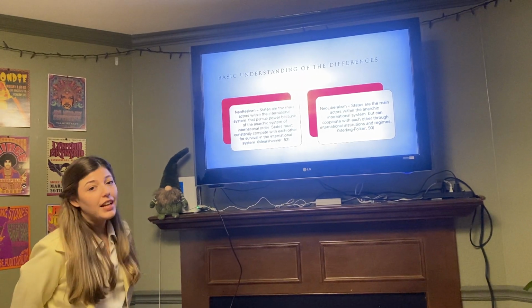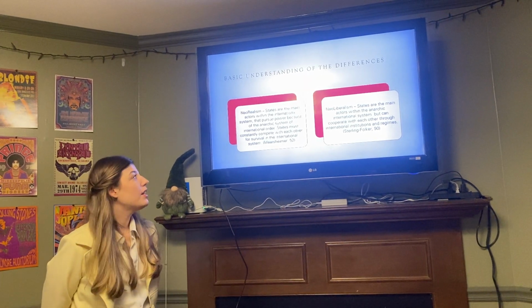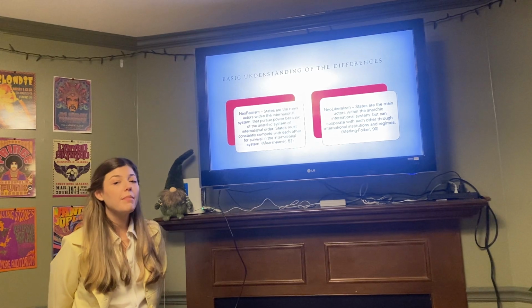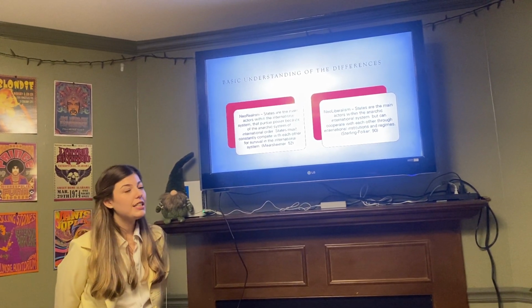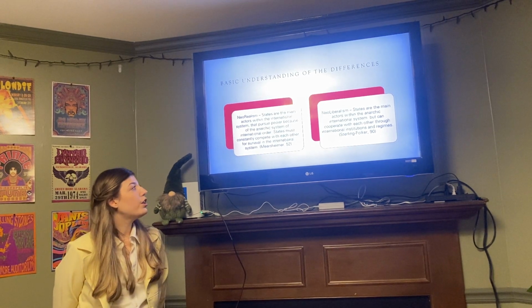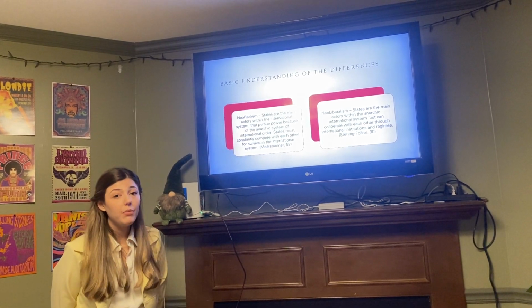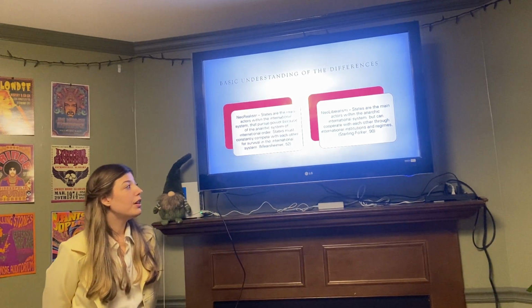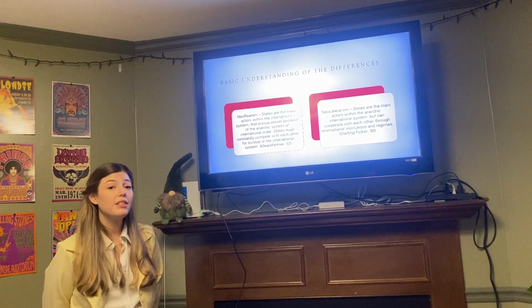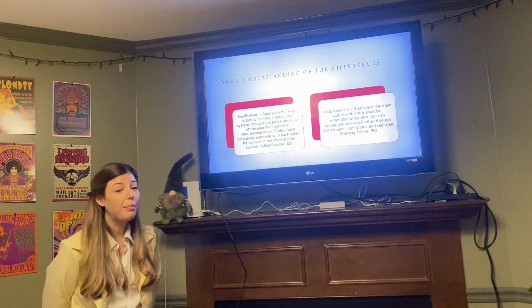So, for a basic understanding of the differences, in neorealism and neoliberalism, states are the main actors in an anarchic international society. The main difference is that neorealists argue that states are always going to have to compete with each other within this society, whereas neoliberalists argue that through international institutions and regimes, states can become cooperative.